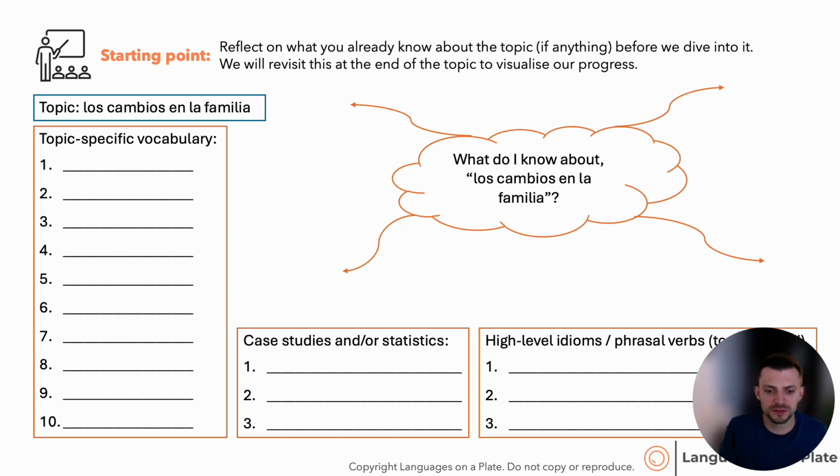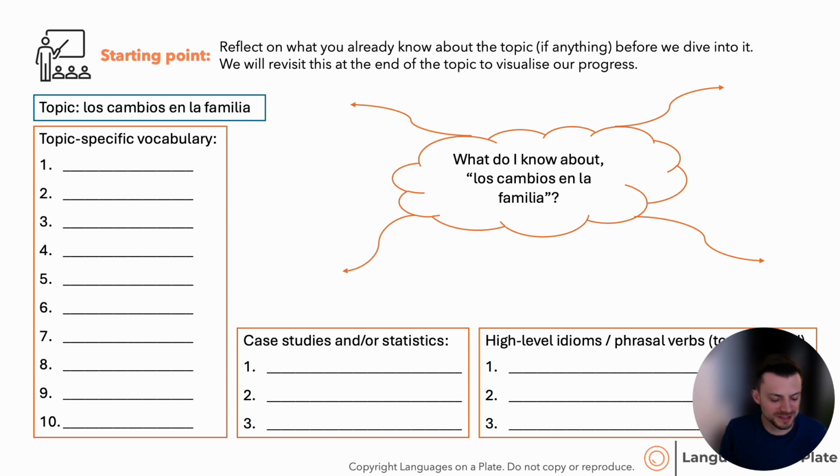Two other things I have on this slide are case studies and/or statistics and high-level idioms and phrasal verbs. Now the reasons that I've included them is I think it's really important at A-level to know your stuff and have statistics and case studies in your back pocket so that you can talk about them and have things that you can reference. But with them seeing this right at the beginning of the topic, it indicates to them what I, as the teacher, consider to be successful learning in the topic.